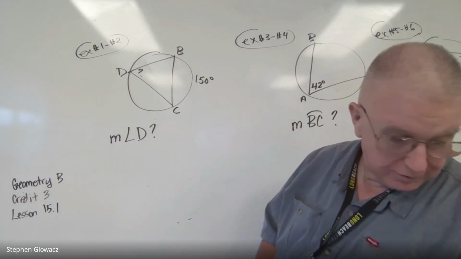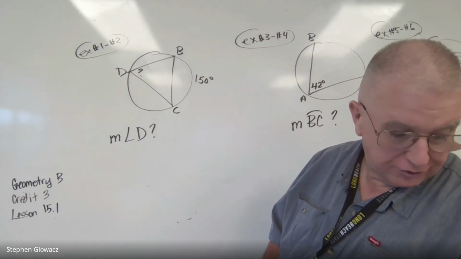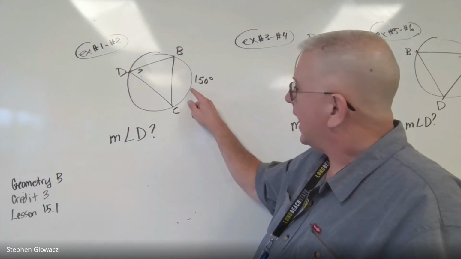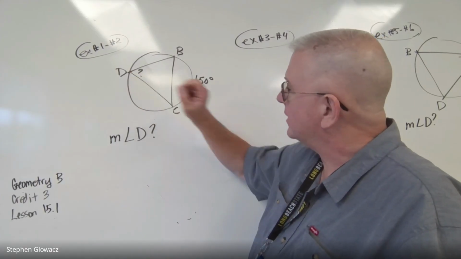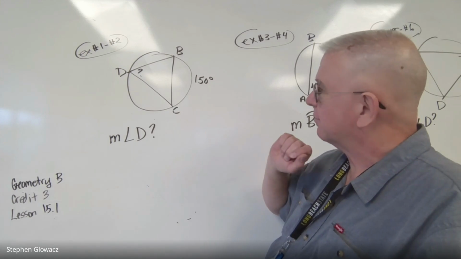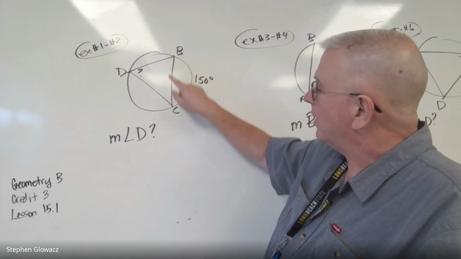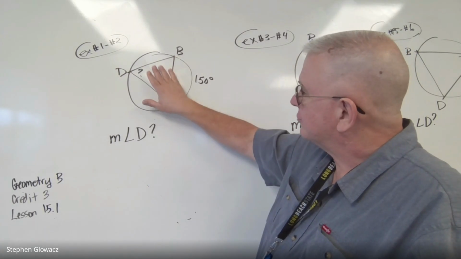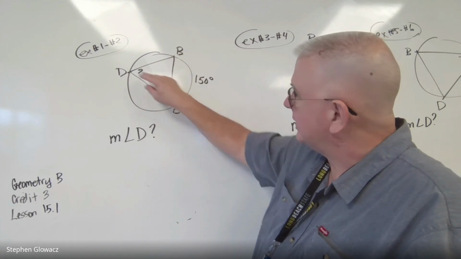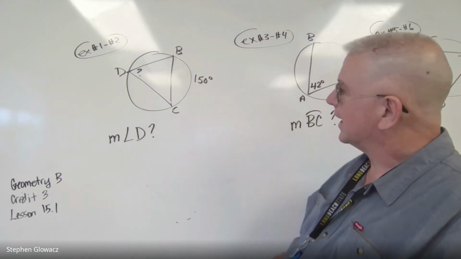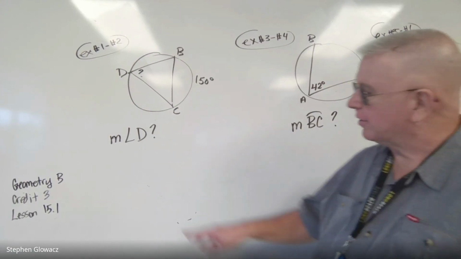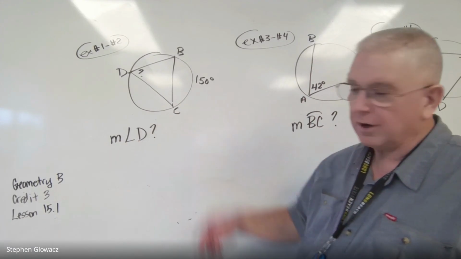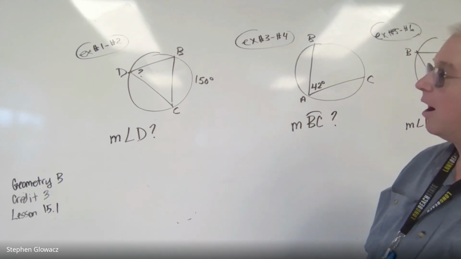For example, problems 1 and 2 are very similar. We have a circle, and within that circle, we have an inscribed triangle. Now, what's an inscribed triangle? It means all of the vertices, all of the angles, are on the circle. So we have triangle BCD inscribed in the circle. We want to find the measure of angle D. Remember, the question mark just means what's the measure of angle D. So how do we do that?